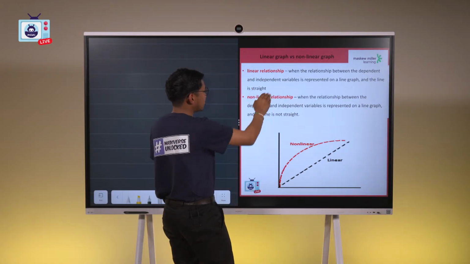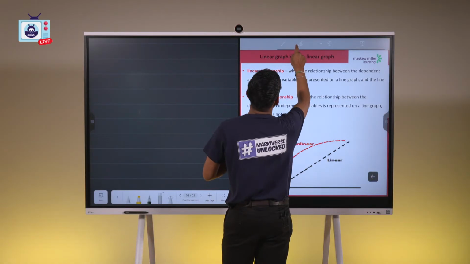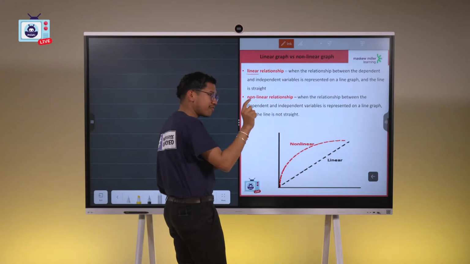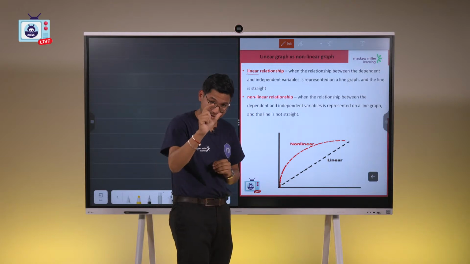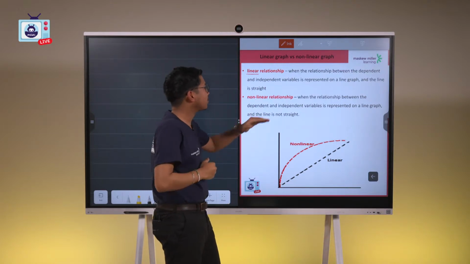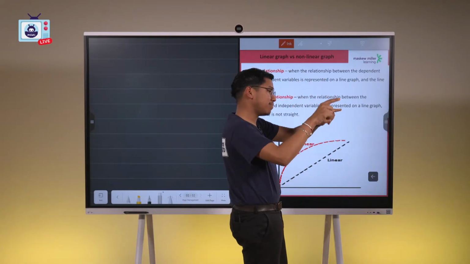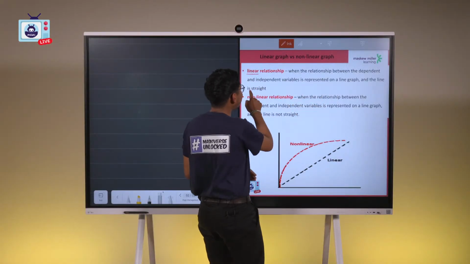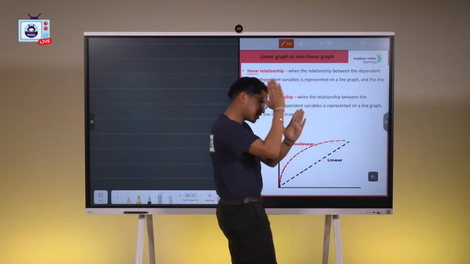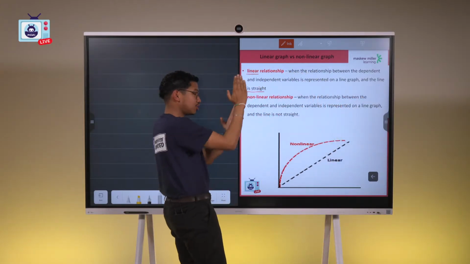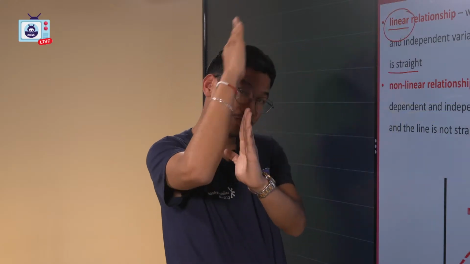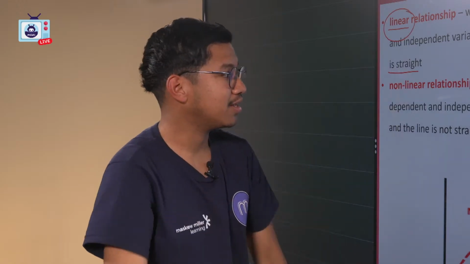A linear relationship. Now I want to pause and I want to ask you a question. What do you notice? What is the root word of linear? It is line, okay? A line. That's what it's about. It's when the relationship between the dependent and the independent variable, which we will come to, by the way, is represented on a line graph, and the line is straight. Okay? It's a straight line. That is a linear relationship. So think about the root word of linear, which is line, and that line needs to be straight. That is when we're talking about a linear relationship.